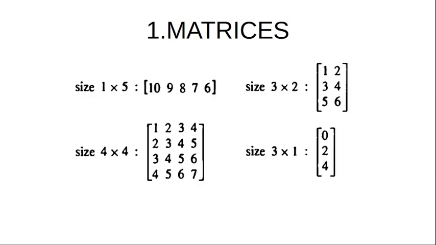Here are examples of matrices. The first one is a 1 by 5, meaning it only has one row and 5 columns; you can see the entries are 10, 9, 8, 7, 6, but it only has that single row. A 3 by 2, as can be seen on the top right, has rows 1, 2; 3, 4; 5, 6, but the columns contain 1, 3, 5 and 2, 4, 6. The others are square. The 4 by 4 we call a square matrix, and as you can see, it has 4 rows and 4 columns, and the other one is a 3 by 1.